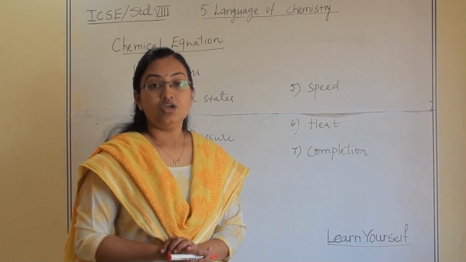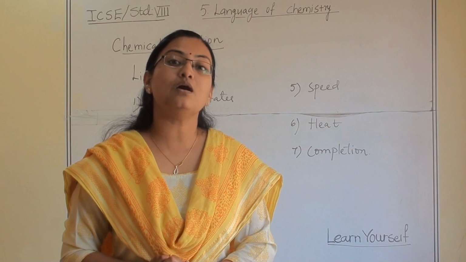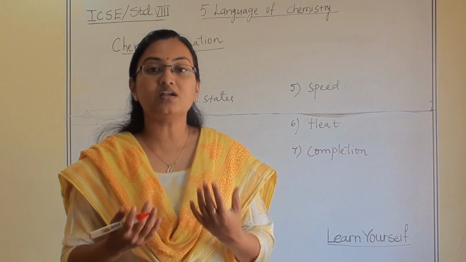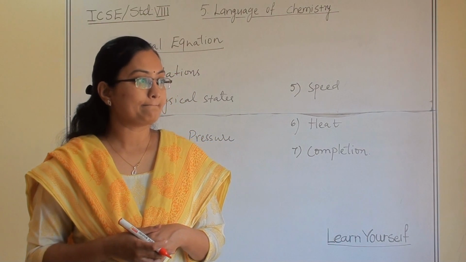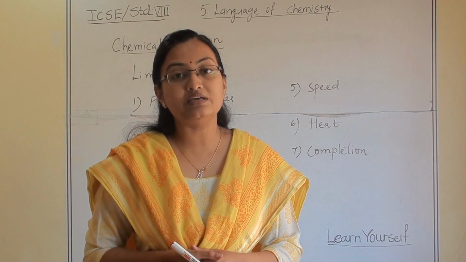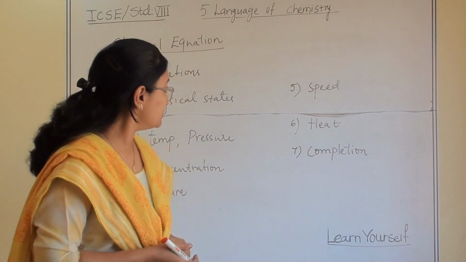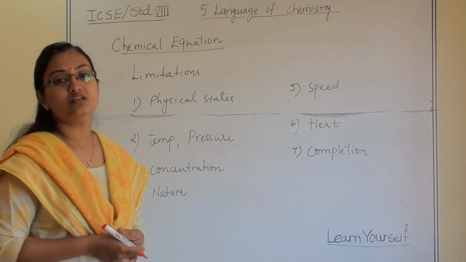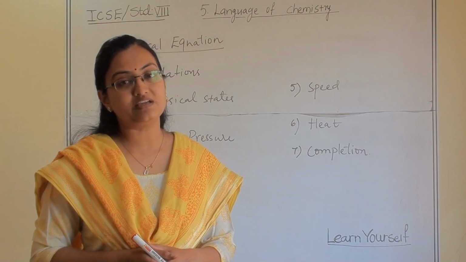Heat. Whether heat will be generated at the end or not, that we do not know from the molecular equation. And completion. By seeing a molecular equation, we do not know when the completion of the reaction will happen, how much time it will take, and what are the observations for that particular reaction when it is completed. So these specific things we do not know from a written molecular equation. So these are termed as limitations of chemical equations.